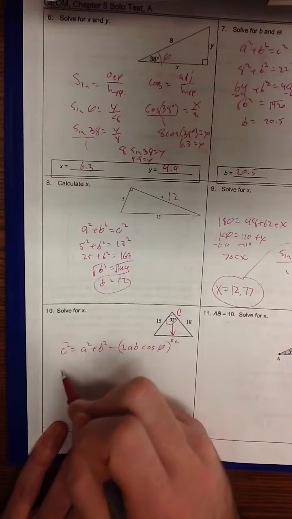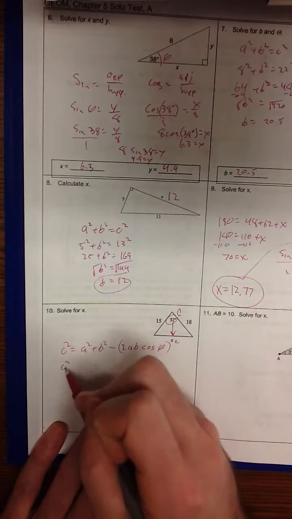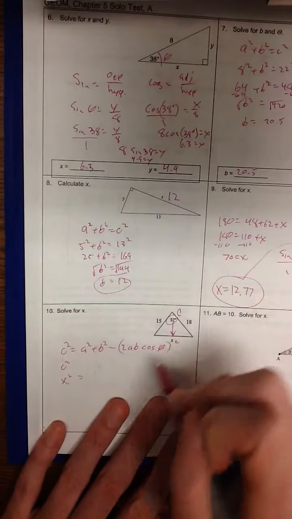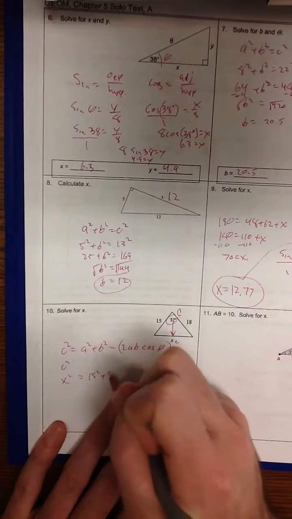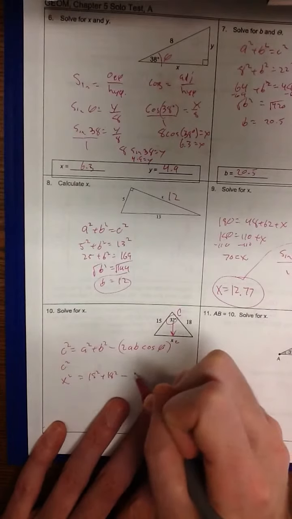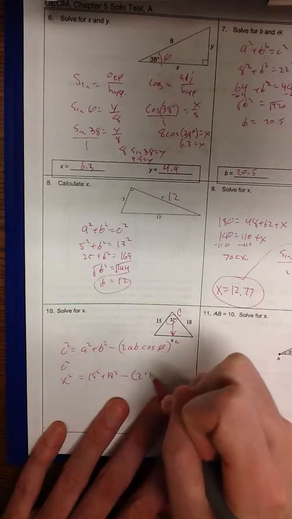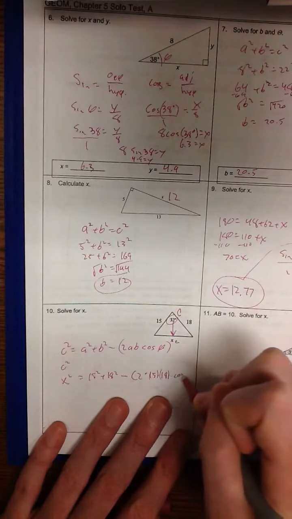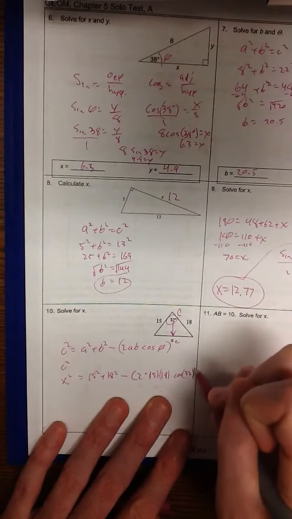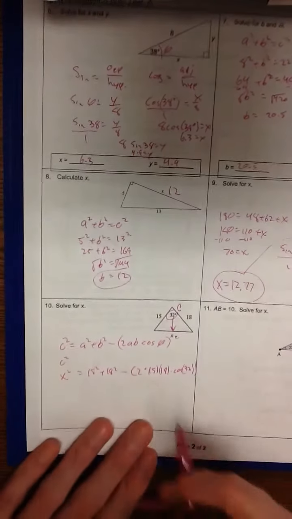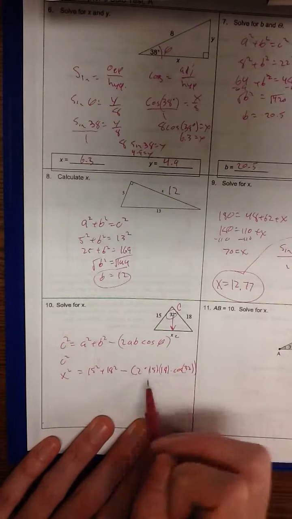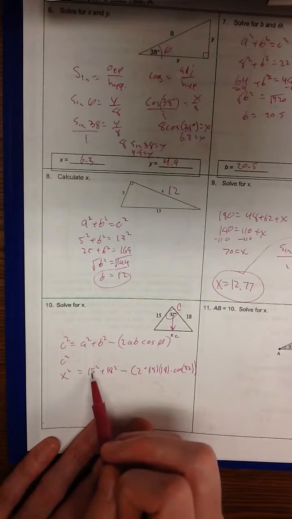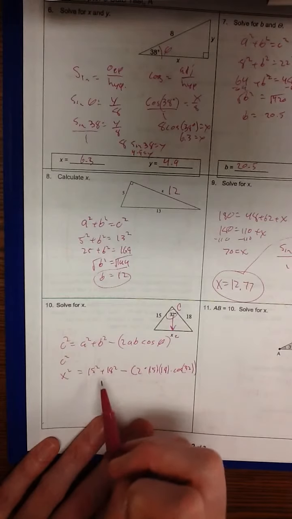So we can go ahead and put in c squared, which is x squared, so I may as well make that substitution also, is equal to, and a and b don't matter, you can pick them either way, 15 squared plus 18 squared minus 2 times 15 times 18 times the cosine of 32 degrees. Remember, we have to do all of this multiplication first, then we can subtract it from whatever we have over here.